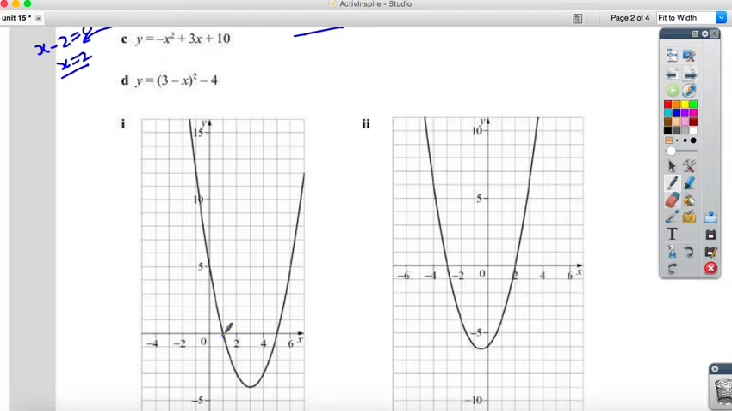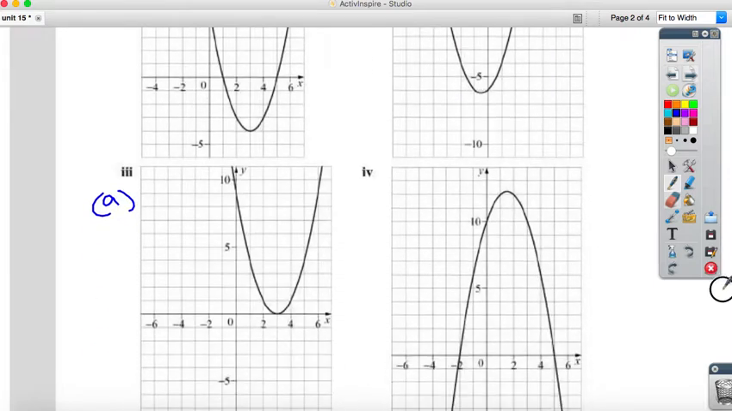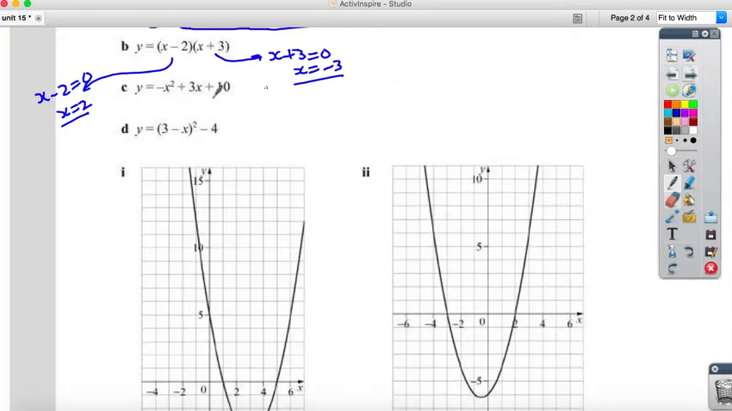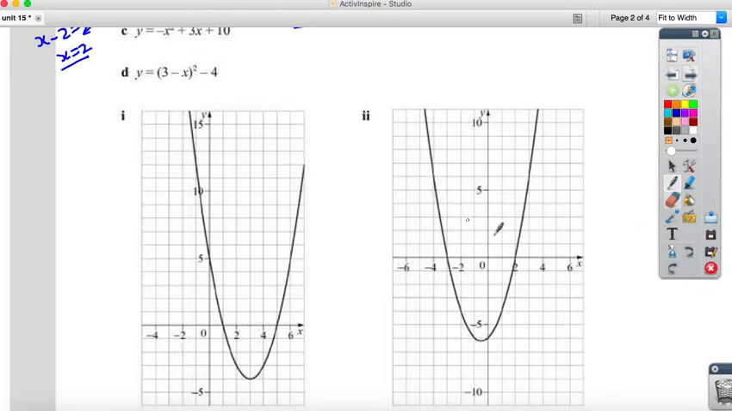This one crosses at 1 and 5, so it's not that one. This one crosses at 2 and minus 3, so it definitely could be that one. Are there any others that do that? This one crosses at 5 and minus 2, and that one only crosses it once, so no. The answer here is it crosses the x-axis at 2 and minus 3, so therefore it is graph 2. So number 2 matched with B.